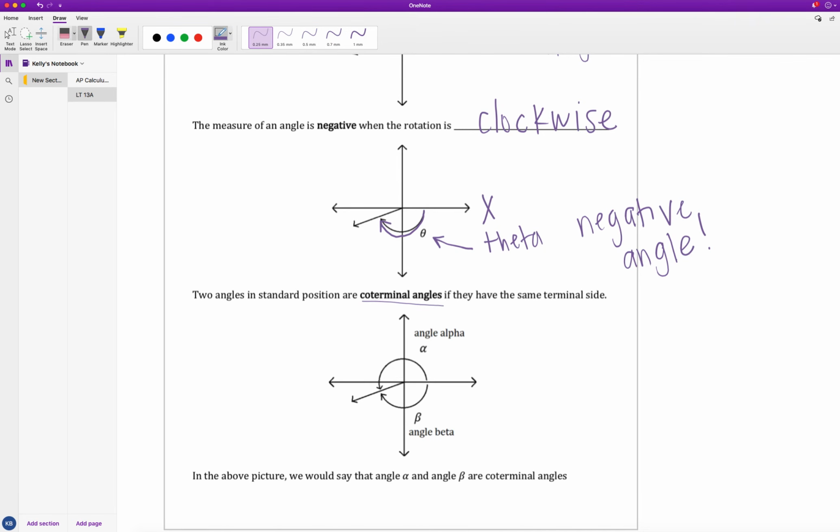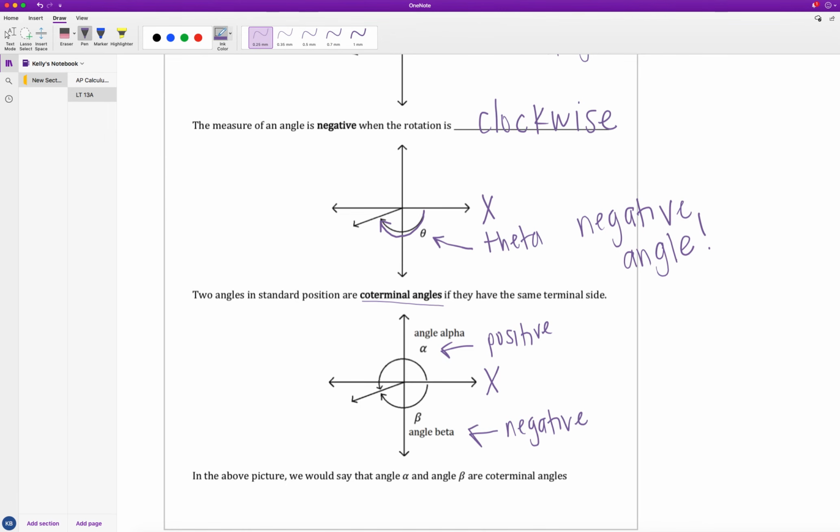So in this case, I have one angle on the top, and remember, both of them are starting at the positive x-axis. This angle on the top, which we're calling angle alpha, is rotating counterclockwise up and around. This would be a positive value since it's rotating counterclockwise. And then angle beta starts at the positive x-axis and rotates down. This will be a negative value because of the direction that we're rotating.